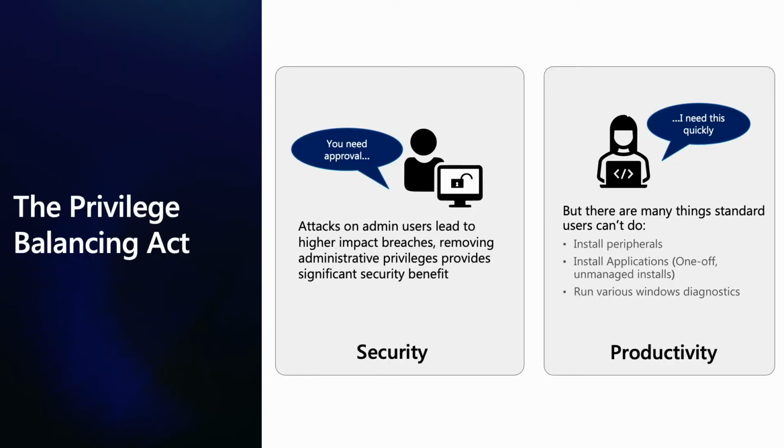Secondly, we're going to help organizations solve the privileging balancing act. Too often, end users are running with admin rights, and those admin rights lead to higher impact breaches and make it harder to contain threats once they make it into your environment. End users feel that they need admin rights because they need to be able to do things that they can do at home on their home PCs or they've been able to do in the past. Things like installing peripherals or installing applications or running these support diagnostic utilities. If they can't do these things, they don't feel productive. And more importantly, not being able to do them may remove productivity from your business.